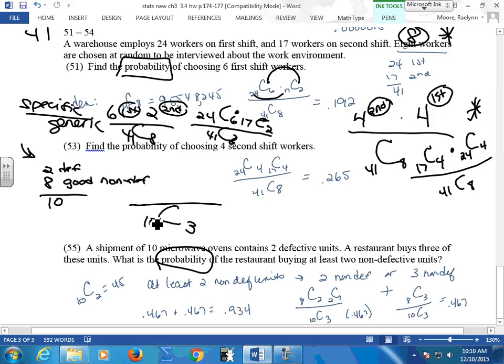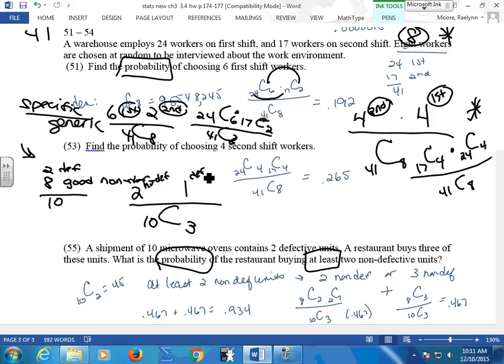I want at least 2 non-defectives. Hold off on the word at least for now. Let's cover that word for a second and work on the 2 non-defectives. If I get my top 2 non-defectives, I need 3. Where does the other one come from? My defective. My non-defectives are my good. Same process, isn't it? Isn't it the same exact principle? Yes, same principle as this.